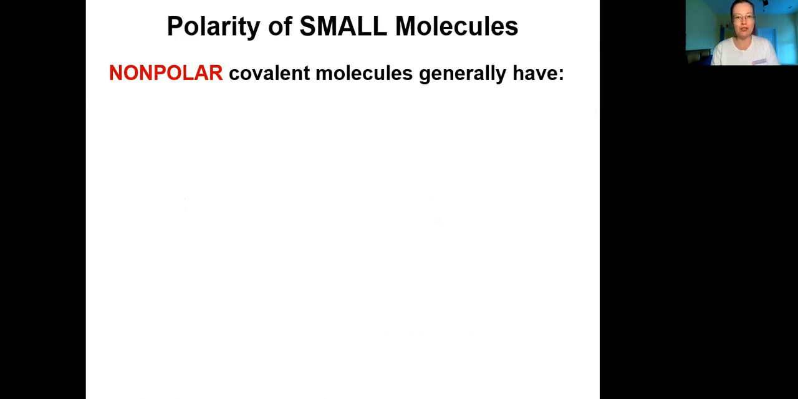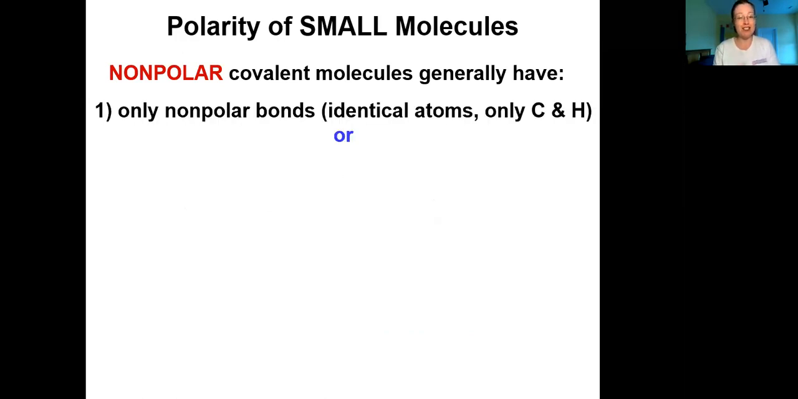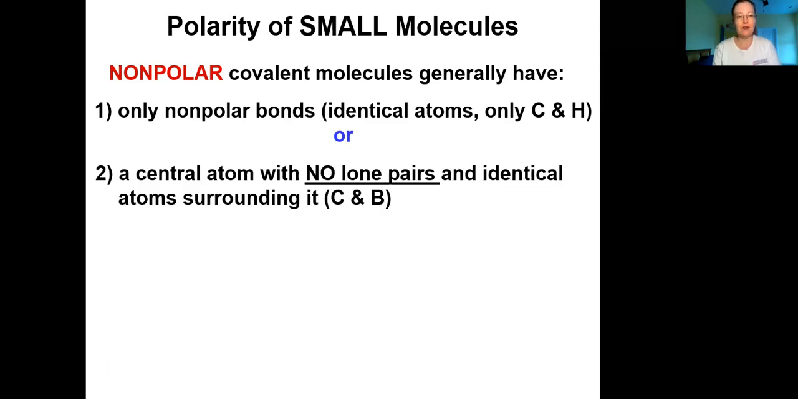Nonpolar covalent molecules generally have, now I just have three things for you to remember. They have only nonpolar bonds, which means they have identical atoms, or they are only made of carbon and hydrogen. Or they have a central atom with no lone pairs and identical atoms surrounding it. And I'm able to break this down even farther for you guys and just let you know if it's carbon or boron in the center.